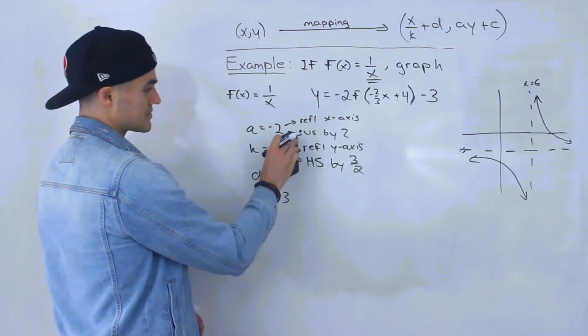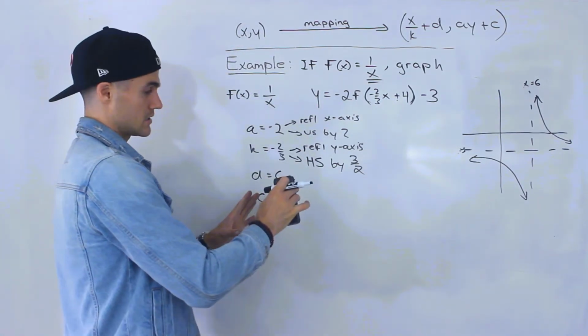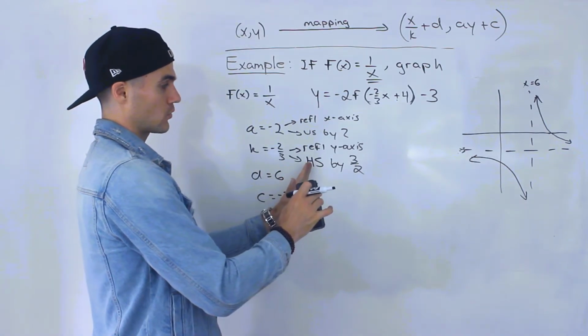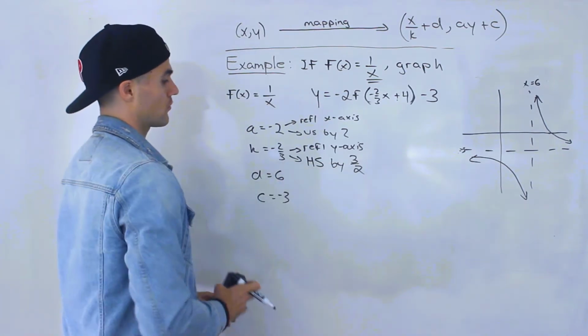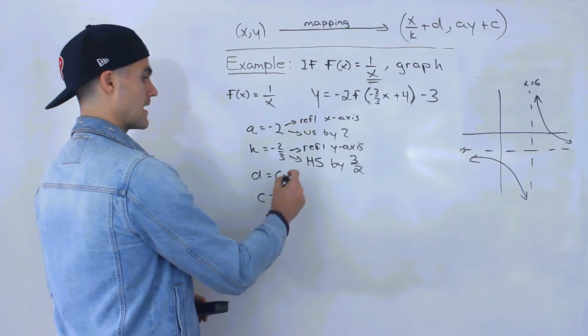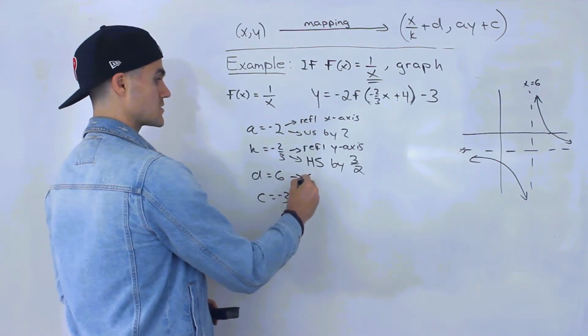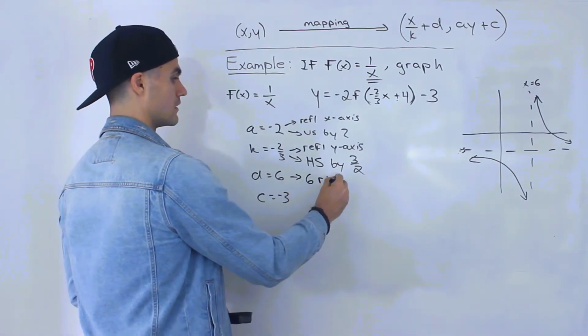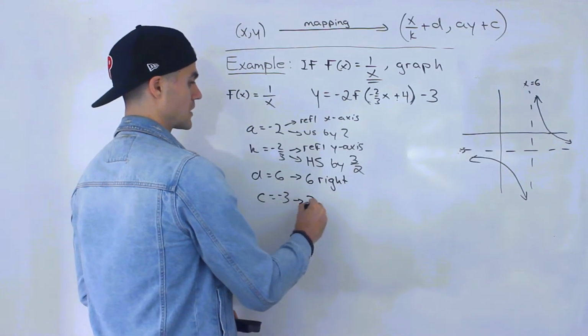But in this particular case, 2 over 3, it is between 0 and 1, which ends up being a horizontal stretch by the reciprocal, 3 over 2. This d value of 6 means we go 6 to the right. And then a c value of -3 means we go 3 down.